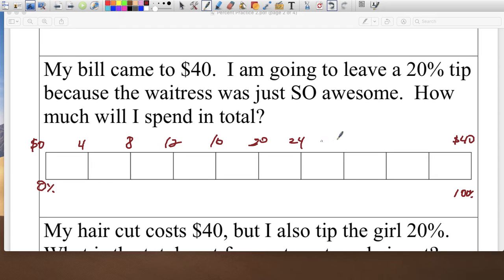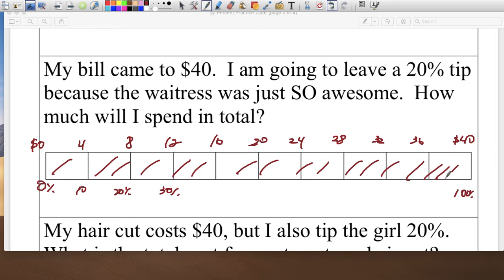I'm going to add 1 box, which represents 110%. But we're going to leave 20%, so that means I need another box. That's 120%, so that's how much I'm paying. From 40, plus 1 box is going to be 44, plus another box is going to be 48. So here's my answer: 120% is going to total $48. So my tip's going to be $8.